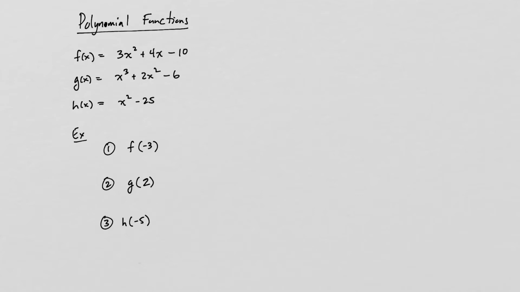So for example, if we're asked to do f of negative 3, we're going to take negative 3 and replace x with negative 3 in the function f of x. So this becomes 3 times negative 3 squared plus 4 times negative 3 minus 10. Now it's important to remember order of operations. So first we should do exponents. So negative 3 to the second power is positive 9. And so this becomes 3 times 9 plus 4 times negative 3 minus 10.